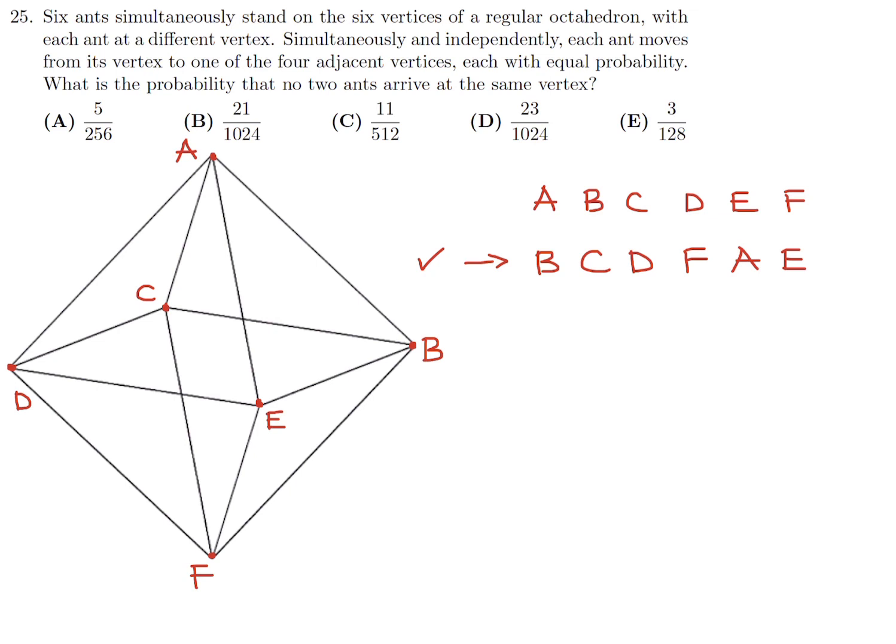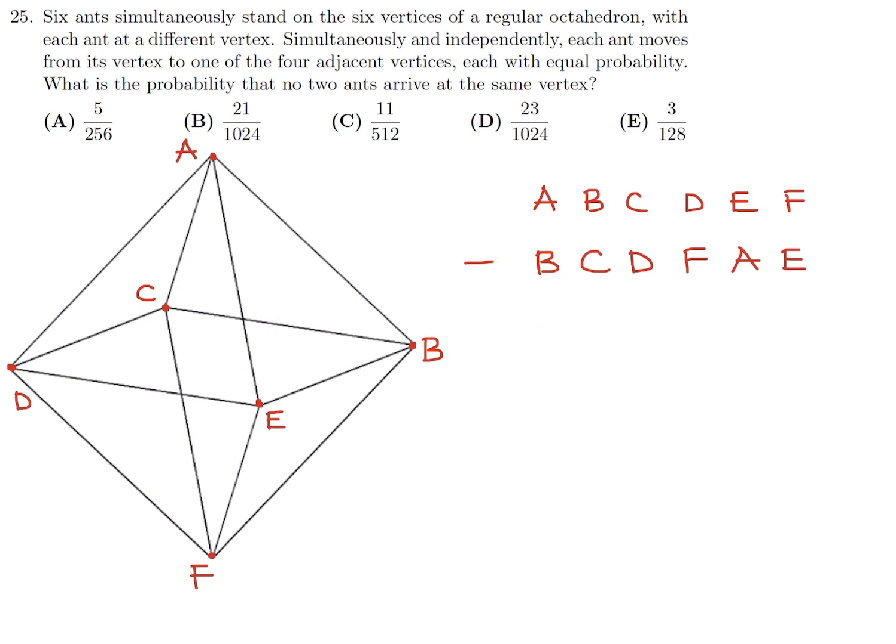So what doesn't work is if 2 ants end up at the same vertex. So A moves to D, but then F also moves to D. That's not going to work. That's no good. So they want you to figure out that probability.